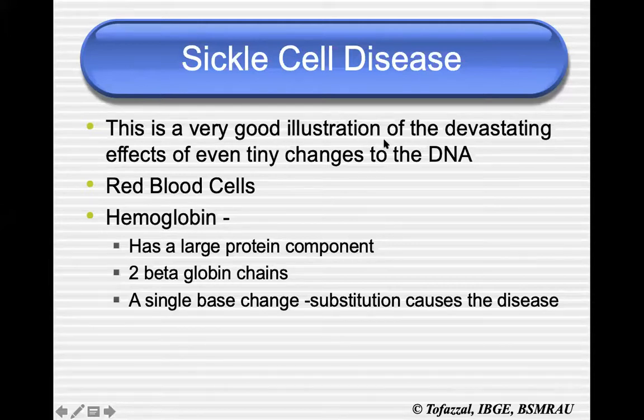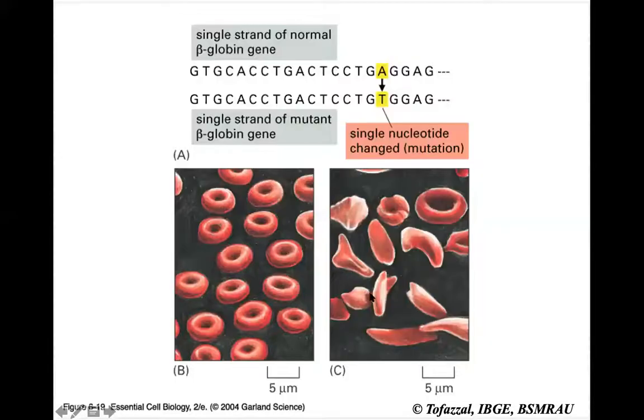Another disease is sickle cell disease. This is a very good illustration of the devastating effects of even tiny damage or changes to the DNA. Hemoglobin is a large protein component in the red blood cell, and 2 beta globin chains are present. A single base substitution causes the disease. Here you see sickle cell disease: only a single nucleotide change, a change to T, causes this dangerous sickle cell disease, and it is very problematic.